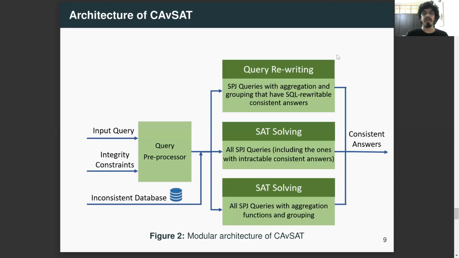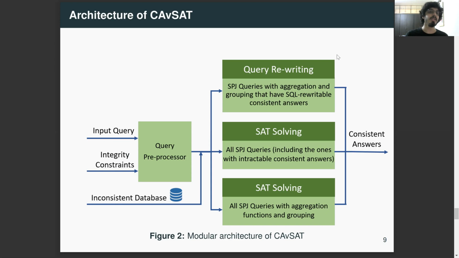Now, let me talk about the architecture of CAvSAT. We have a modular architecture, and if you start on the left, we have a query preprocessor module. It takes the input query and the set of integrity constraints and attempts to determine the complexity of computing the consistent answers to the query. As I said, there are some queries for which the consistent answers are rewritable in SQL, meaning that the problem is not NP-hard, but you can actually compute the range consistent answers within the database engine itself.